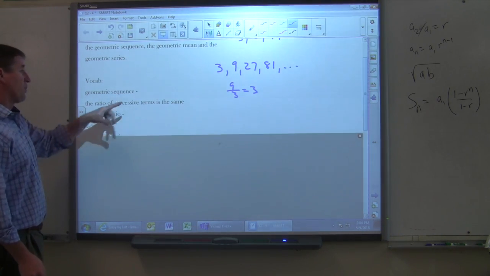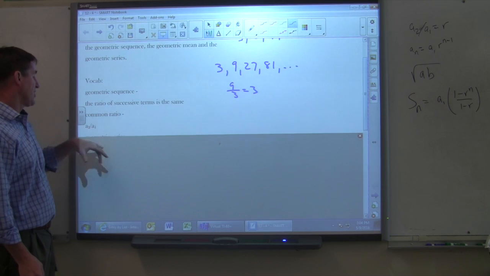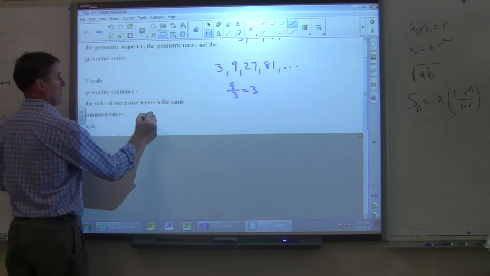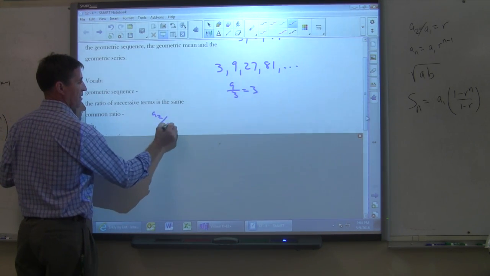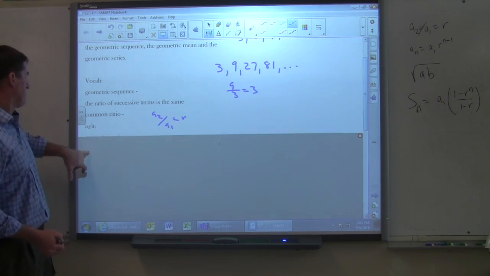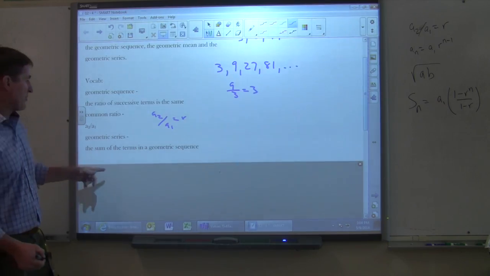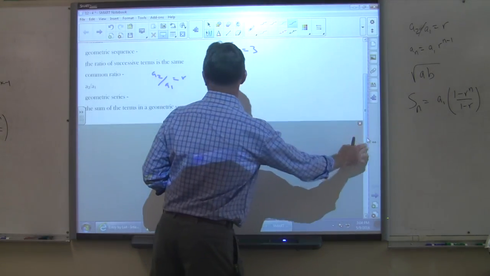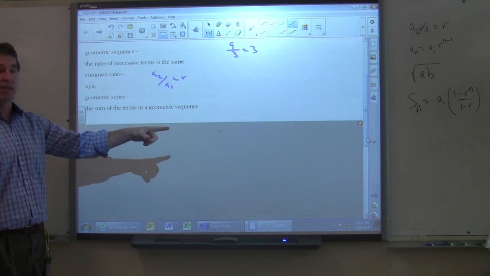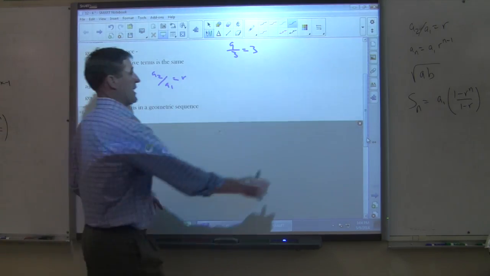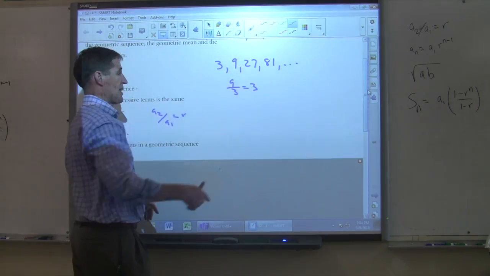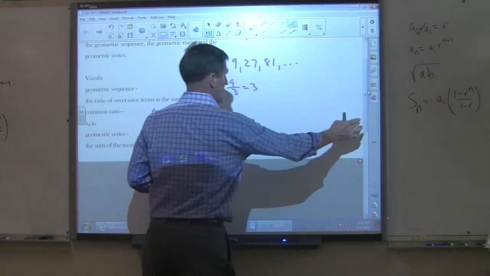The common ratio, which is that common change now, is found by a sub 2 divided by a sub 1. And in the book, so you know, that will be an italicized r for the common ratio. A geometric series, just like before, a series means we're going to add up all the terms in the sequence. So the sum of the terms in a geometric sequence. So we'll take that combination of this series here, and we add 3 plus 9 plus 27 plus 81 out to whatever point they tell us to.